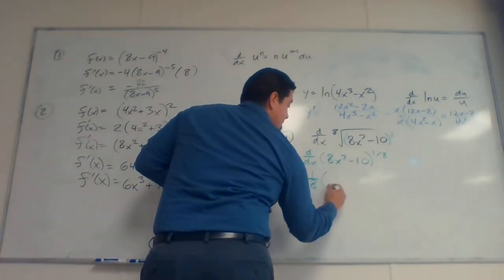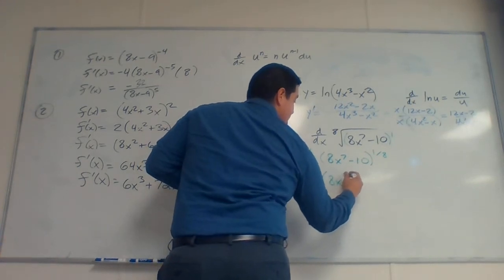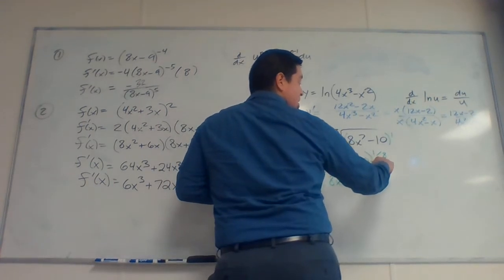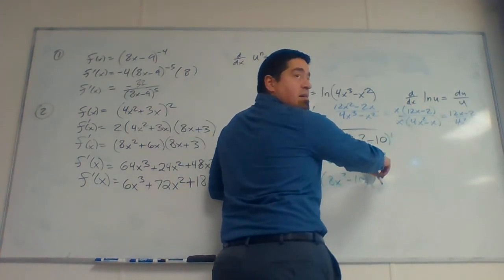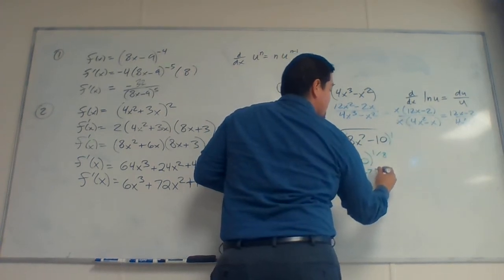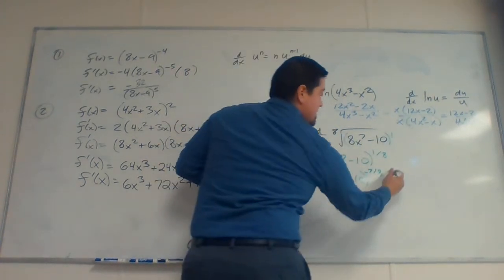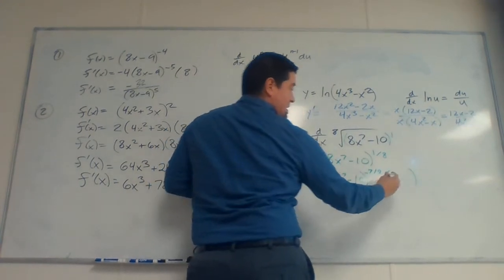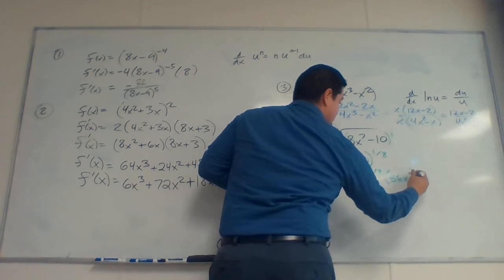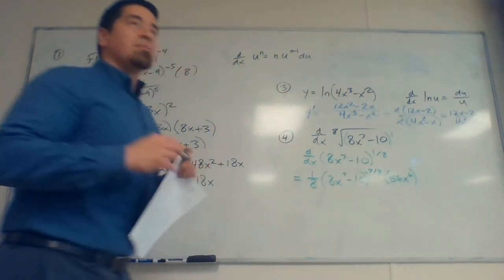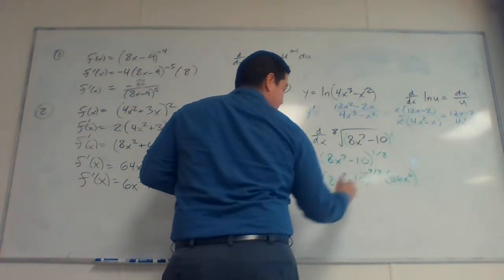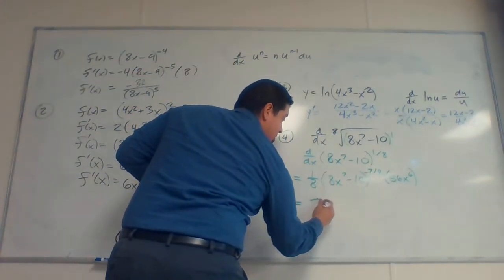1/8 times 8x to the 7th minus 10 to the 1/8 minus 1. That's gonna be negative 7/8, yeah, right? So you subtract 8 over 8. Times the derivative of 8x to the 7th minus 10, which is 56x to the 6th power, right? Yes. And I can multiply 1/8 times 56, which is 7.